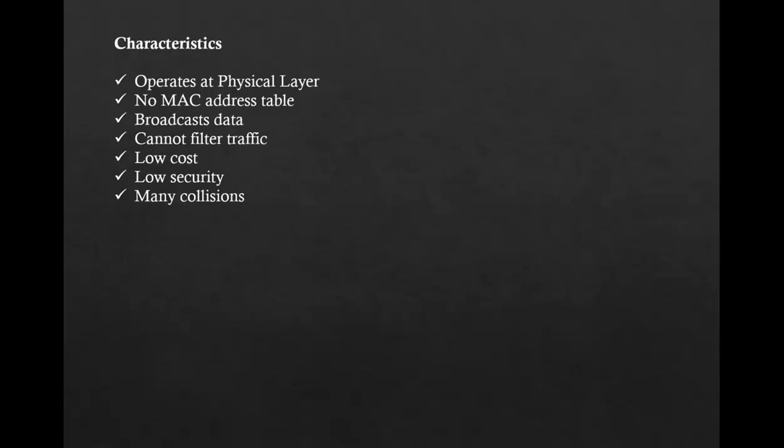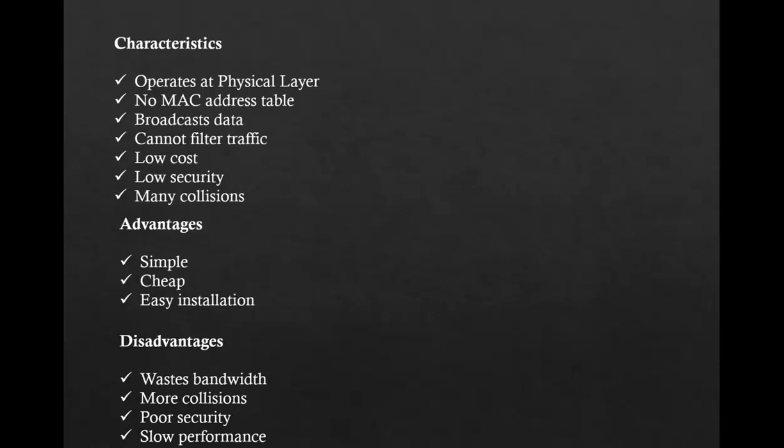Listing the important characteristics of the hub: it operates at layer 1, the physical layer. No MAC address table. It broadcasts data simply. It cannot filter the traffic. Very cheap, low cost, low security, and could lead to many collisions. What are the advantages? It's very simple, very cheap, and quite easy to install. What is the downside? It wastes a lot of bandwidth because it completely broadcasts everything. It leads to more collisions, poor security, and slow performance. It is not scalable too.